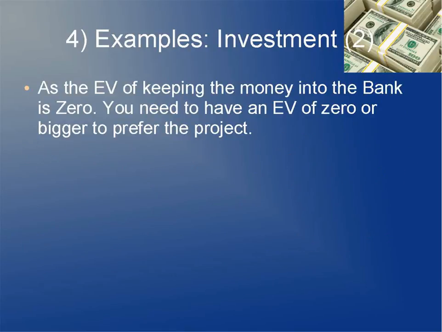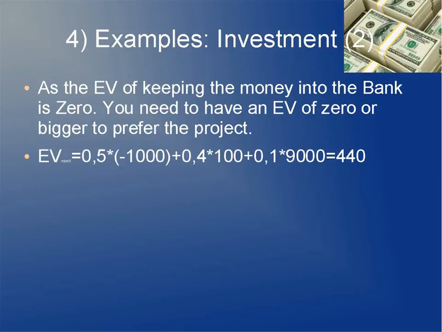As the EV of keeping the money in the bank is 0, you need to have an EV of 0 or bigger to prefer the project. The EV of our project is 0.5 multiplied by minus 1k. This is the bankruptcy case. Second, we have the mediocre case where we get 100 in profits, and the last term, the 0.1 multiplied by 9k, is the case in which we ran really hot. If we solve that problem, we come to a number of 440.